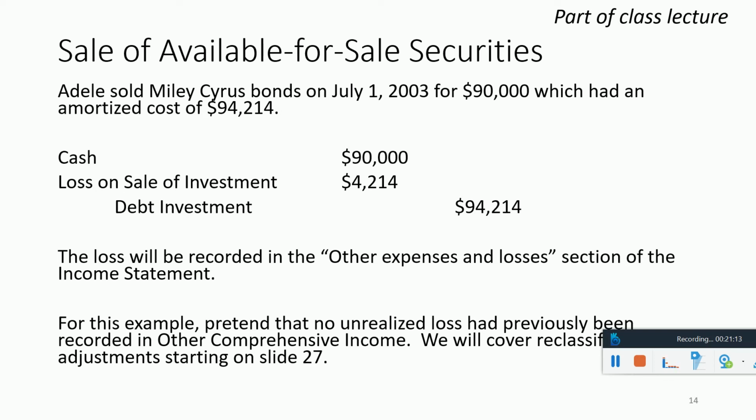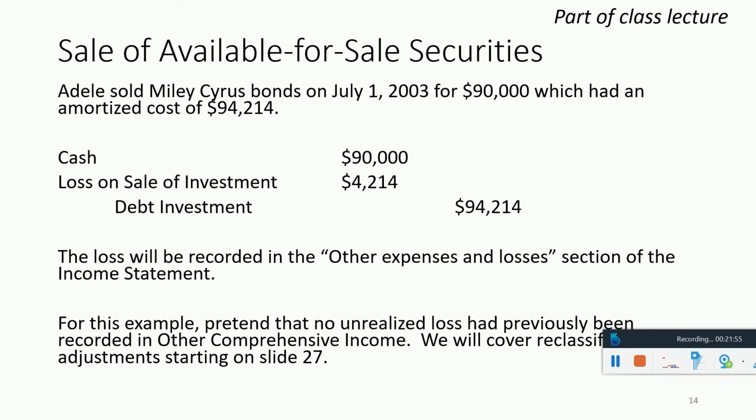Now, what happens when you sell your available for sale securities? So, new example here. Adele sold Miley Cyrus bonds on July 1st, 2013 for $90,000, which had an amortized cost of $94,214. For this particular example, let's pretend that we had no unrealized loss on this available for sale debt security. Let's also assume that the amortized cost and the fair value are the same.